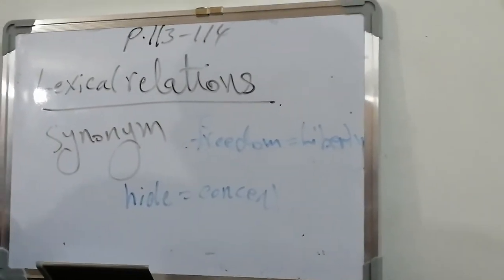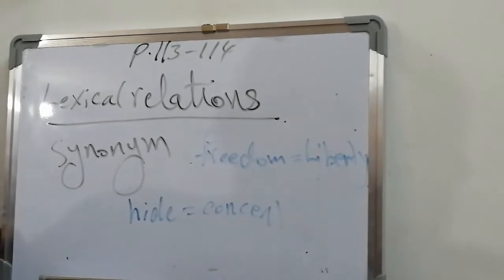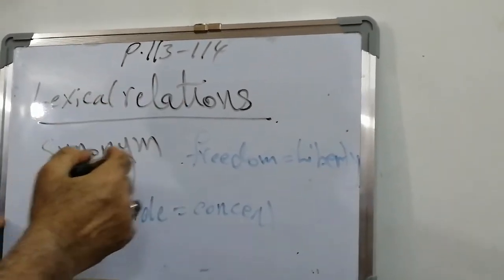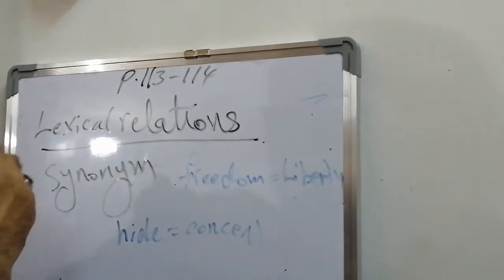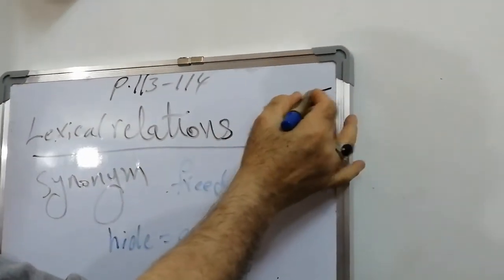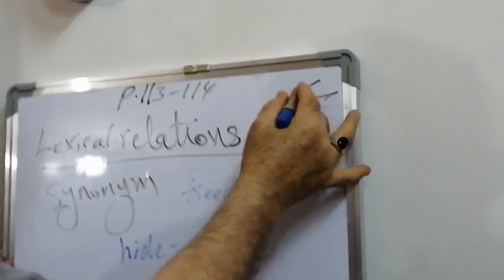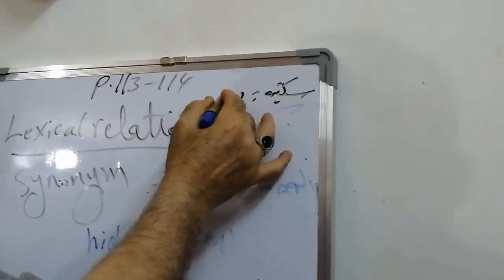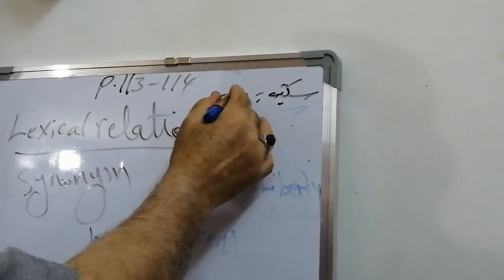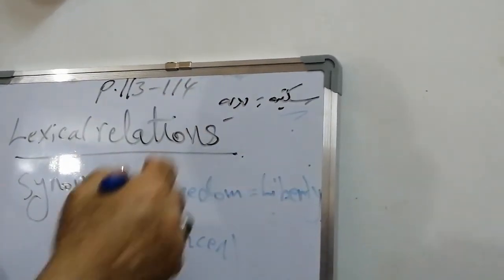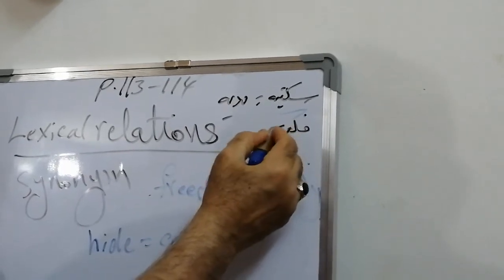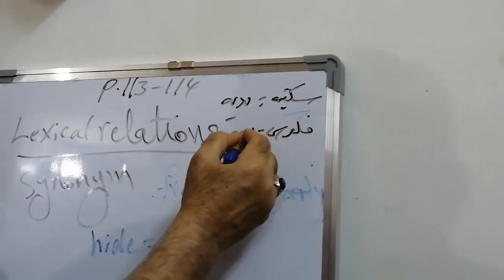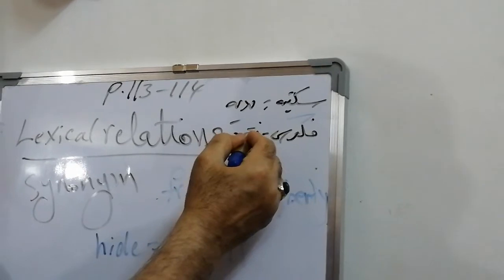Now, in Arabic, let me give you an example. We have words such as sakina, midya. We have flus, we have nuqud. We say nuqud, or flus.